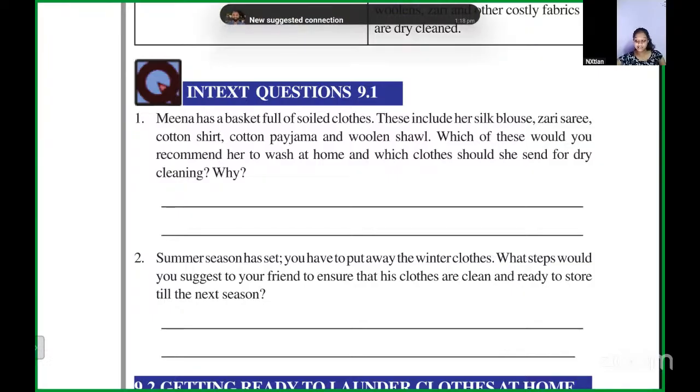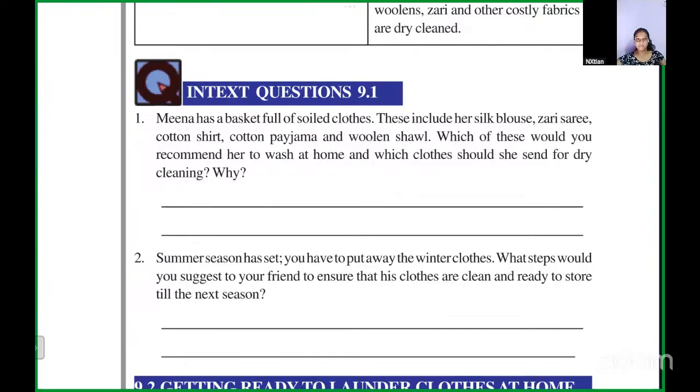Okay. Zari sari would definitely be dry cleaned. Woolen shawl will also be dry cleaned, since it is not mentioned otherwise. And silk blouse also will be dry cleaned. Generally silk is dry cleaned. And pure wool clothes are also dry cleaned normally.